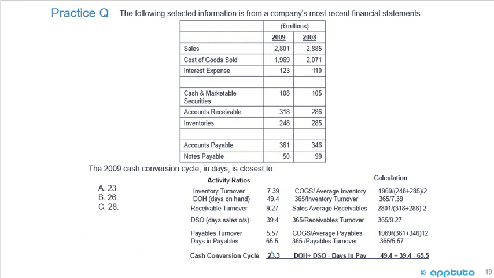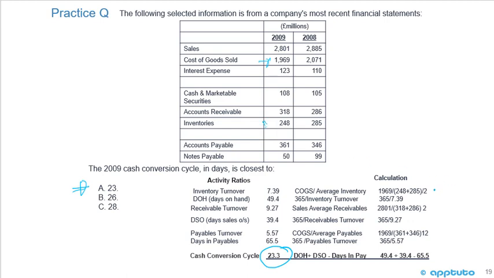Okay, we can see that the correct answer was A. It's closest to 23 days because it's 23.3 days. So you can see we had to do quite a bit of calculations. For the inventory, we had cost of goods sold, and we're using 2009, so that's the correct numerator. But then it's divided by average inventory. So here they were giving us the inventories, okay?